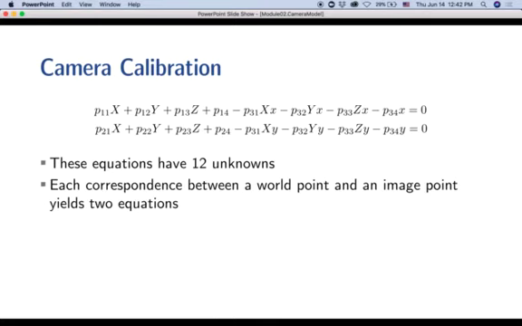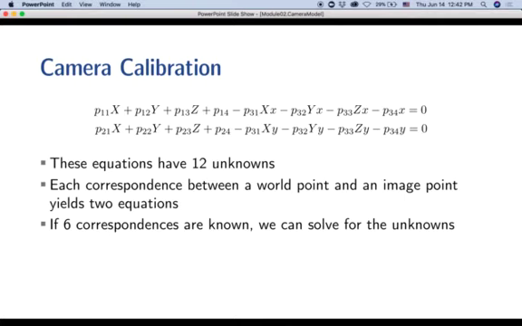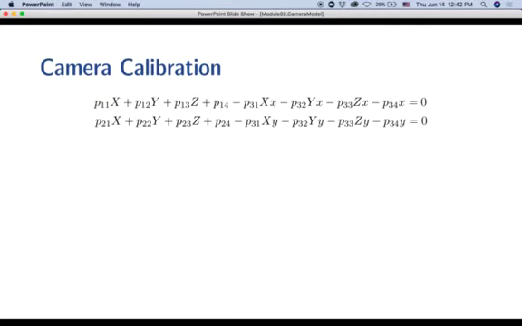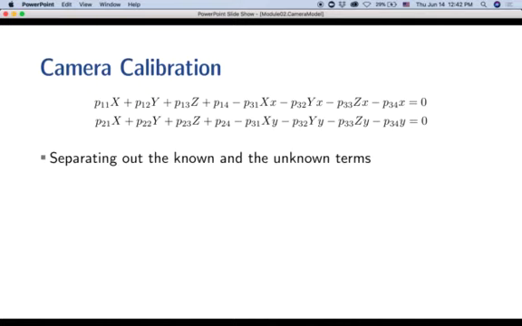Each correspondence between a world point and an image point actually yields two equations, which are these, right? So how many points do I need to constrain this? I need 6, right? So 6 correspondences are known. If you know the correspondence between 6 world points and their corresponding image points, subject to certain conditions, we'll talk about that, you can solve uniquely for P1 through P34. Let's do that. We'll do the simple least squares solution, even though in practice DLT, direct linear transform, is much more popular.